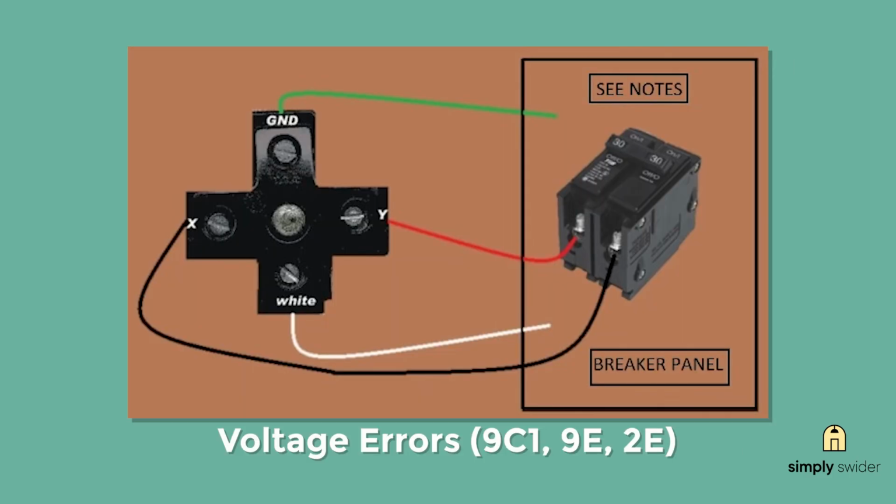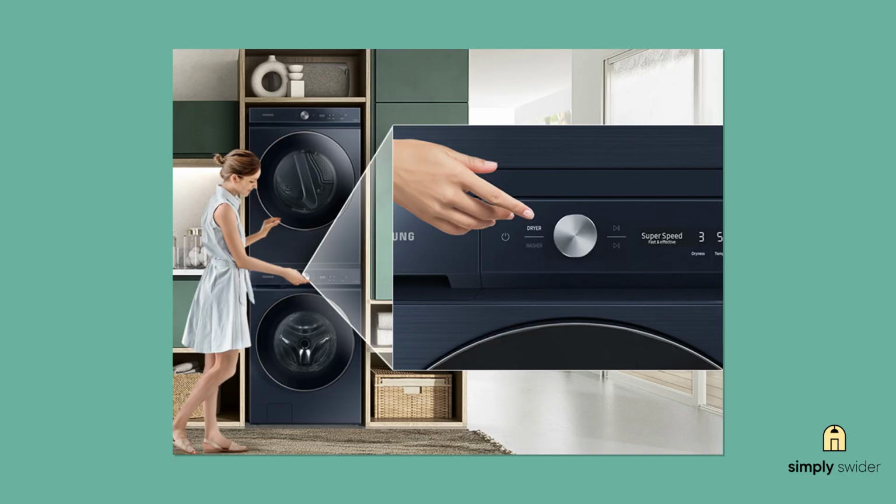Voltage errors can be tricky because they're usually related to your home's electrical supply. You'll see codes like 9C1, 9E, or 2E when the dryer isn't getting the right power. Now, here's something interesting. If you've got a stacked washer and dryer with one of those multi-control kits, 9C1 can pop up if you try to start the dryer within 5 seconds of turning on the washer.